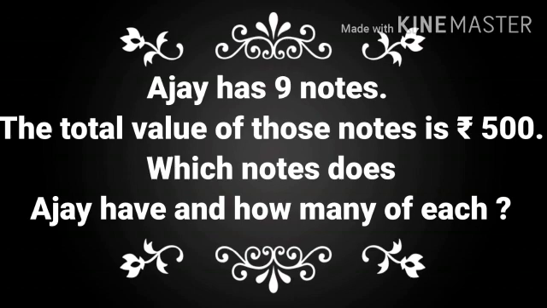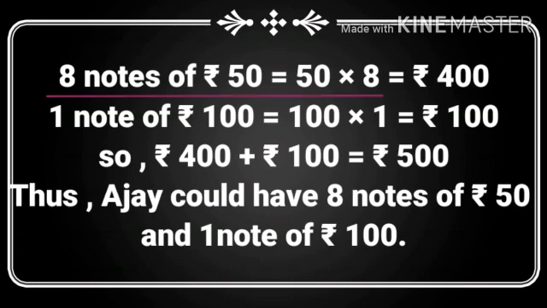So let's solve it. 8 notes of rupees 50, that is equal to 50 multiplied by 8. The answer is rupees 400. 1 note of rupees 100, that is equal to 100 multiplied by 1. The answer is rupees 100. So rupees 400 plus rupees 100 is equal to rupees 500. Thus Ajay could have 8 notes of rupees 50 and 1 note of rupees 100.